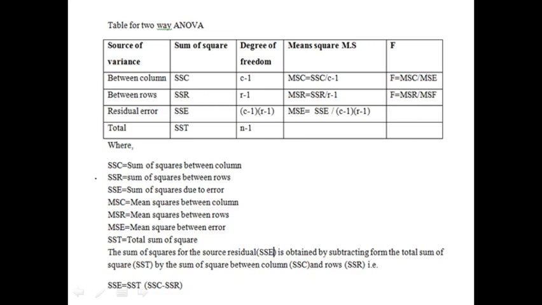Here the abbreviations which we have used in the table are given in detail. I am not going into detail of that. So lastly you will get the source residual, the sum of squares for the residual error, which can be calculated as the total sum of squares minus the sum of squares between columns and the sum of squares between rows.